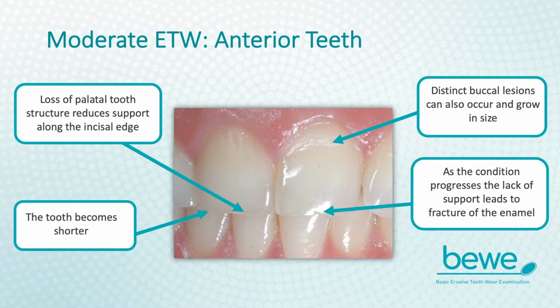Typical signs on anterior teeth are loss of palatal structure, which can reduce the support along the incisal edge. Distinct buccal lesions can also occur and grow in size. And as the condition progresses, the lack of support leads to fracture of the enamel and the teeth become shorter.